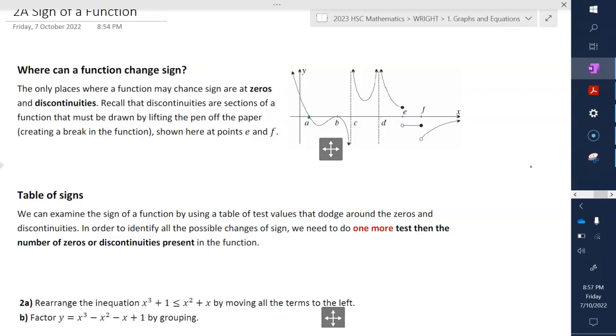Okay, it says recall that discontinuities are sections of a function that must be drawn by lifting the pen off the paper and creating a break. So it goes from positive to negative here and positive to negative here. One's a zero, one's a discontinuity. So that's the only place that it can happen.